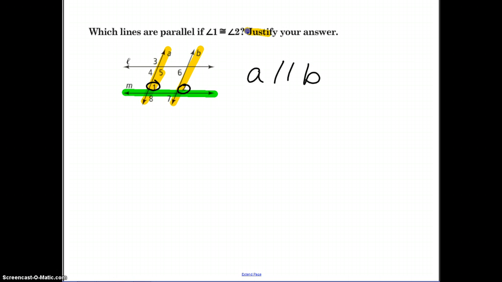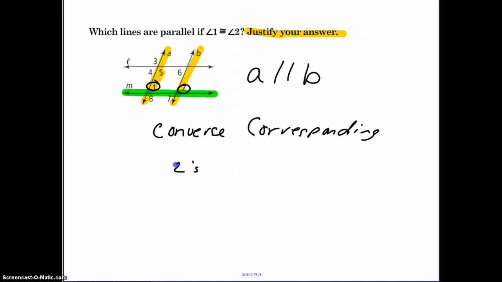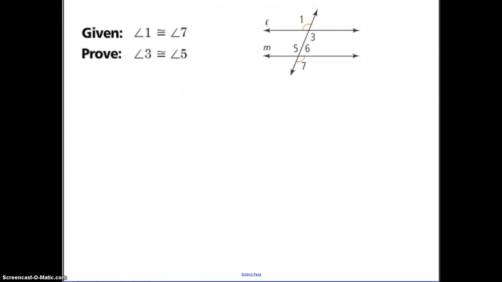Now, justify your answer, which means which converse did we use? This is using your converse of your corresponding angles postulate. Nice. So let's look at this one.